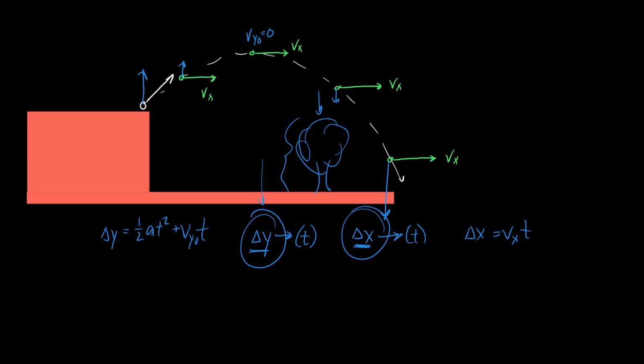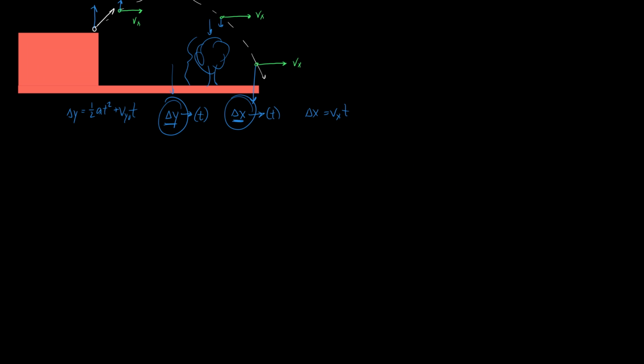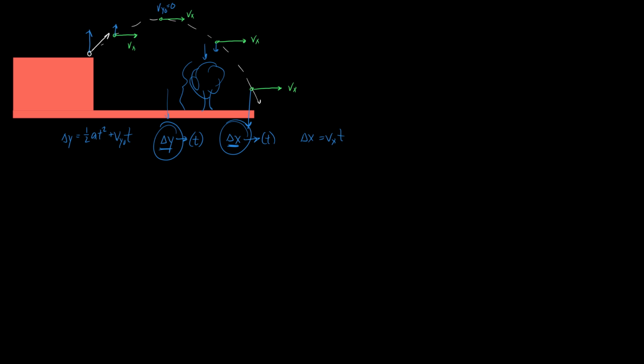Now, there are other ways to look at this, and one of them is a little bit more complicated. It's called trajectory. Anybody know what the word trajectory means? Go ahead. Like the path of how an object travels.